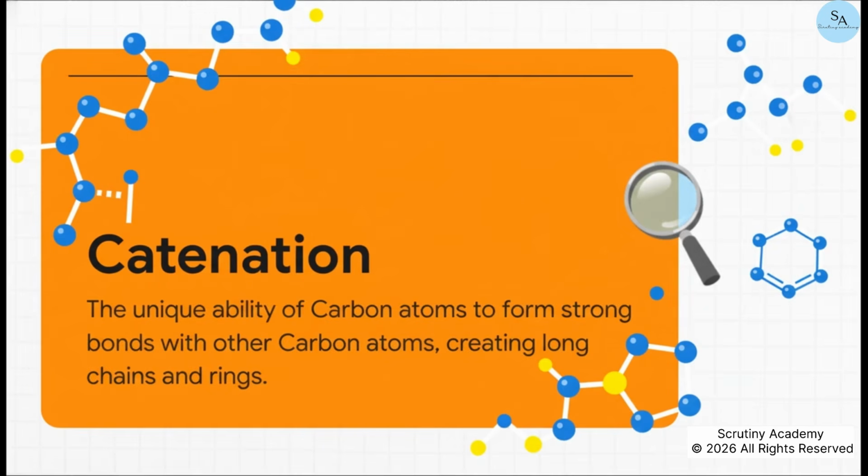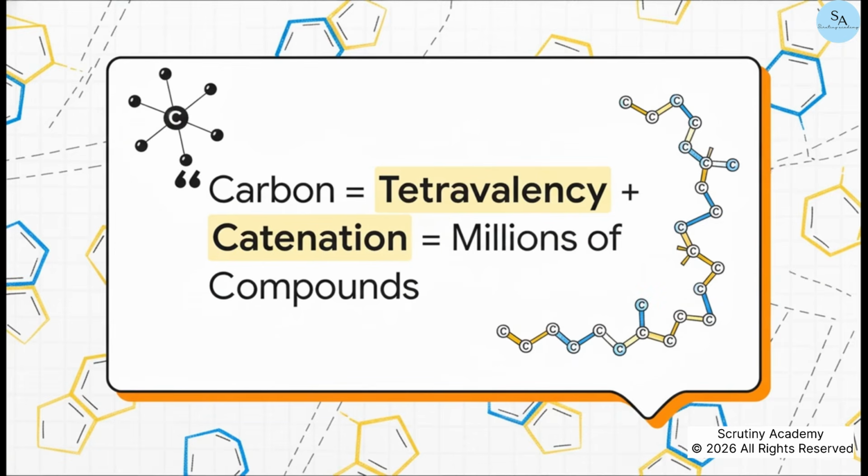And then there's superpower number 2, catenation. Now this one is really special. It's the unique ability of carbon to form strong bonds with other carbon atoms. It's like they're holding hands with each other, forming these long, unbreakable, what do we call them? Dosticky chains. These friendship chains can be long and straight, they can have branches, or they can even form rings. Amazing, right?